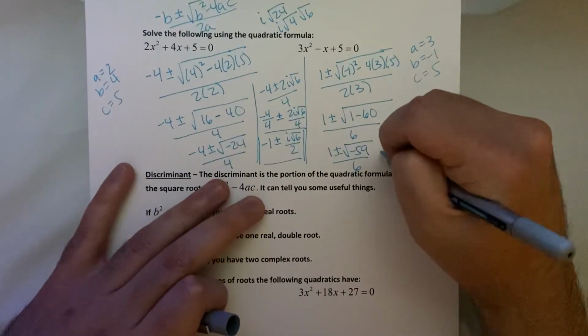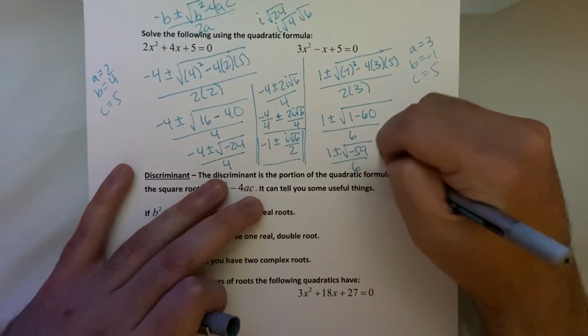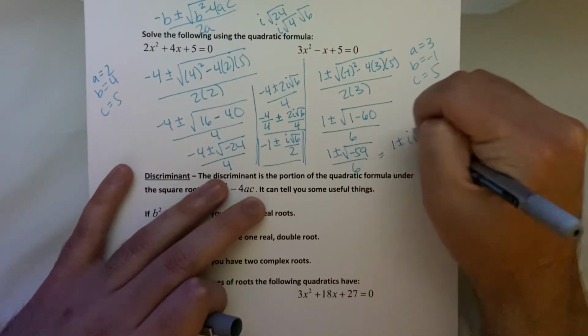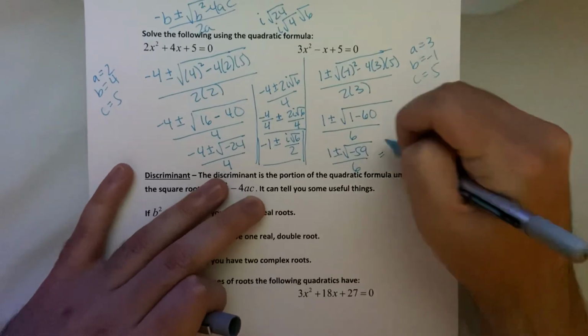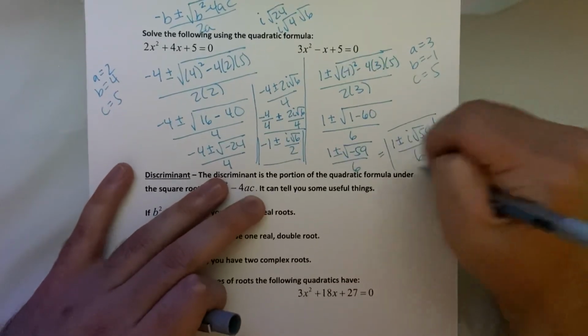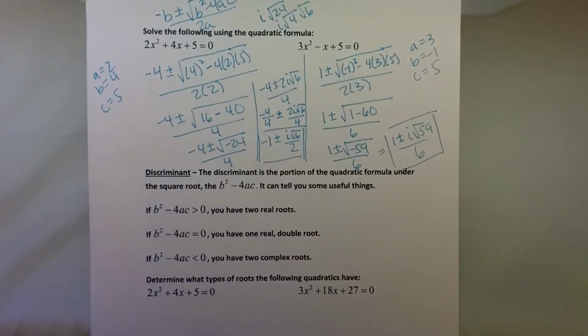So you can pull the i out, however 59 is not going to break down. This is 1 plus or minus i square root of 59 over 6. And that's as simple as we can get it. And we will continue this in the next video.